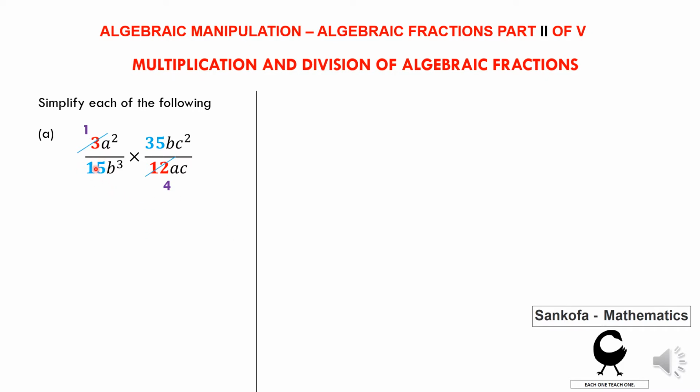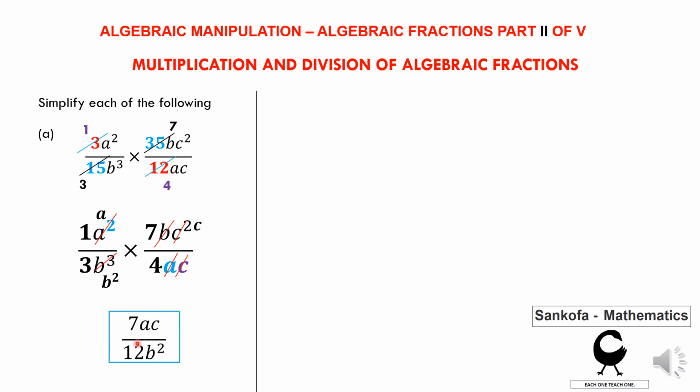I'm also going to do the same with the variables. The a and a squared cancel, leaving a here, and b cubed leaves b squared underneath. Obviously c goes into itself once, leaving a c. So ultimately I should have 7ac over 12b squared. Now I know they say you must multiply numerator by numerator and denominator by denominator, but this cancellation of taking out common factors simplifies your fraction and makes it a little bit easier for you to find the answer.